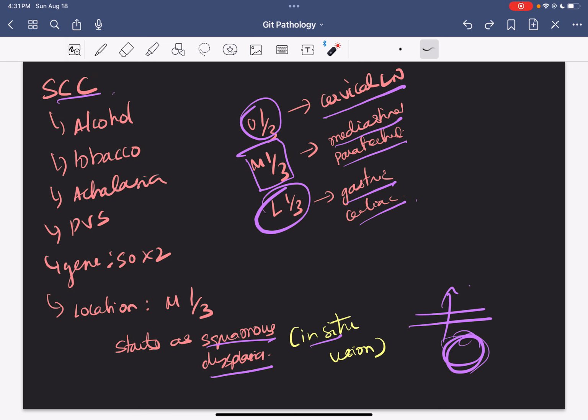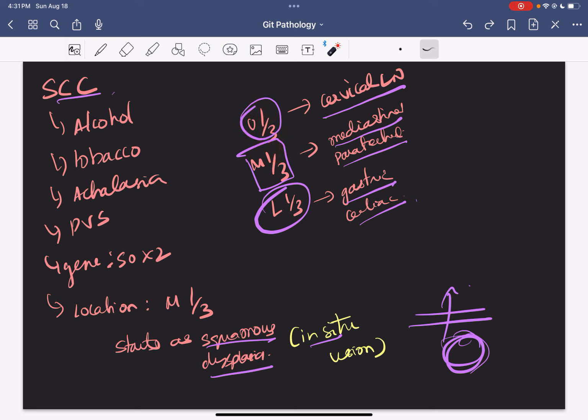Now, what about squamous cell carcinoma? Squamous cell carcinoma is due to alcohol, tobacco, achalasia, Plummer-Vinson syndrome, or genetic mutations in the SOX2 gene. This is usually seen in the middle 1/3 of the esophagus. This starts as a squamous dysplasia in situ. It doesn't escape the cell, it's inside the cell. Then that goes and spreads out.